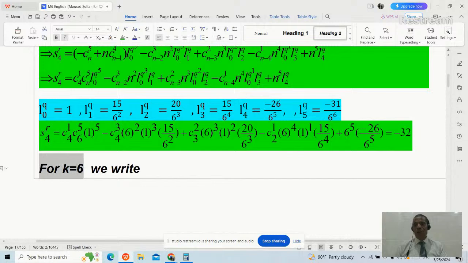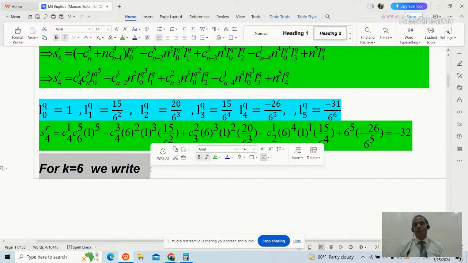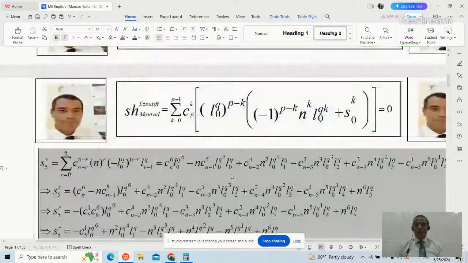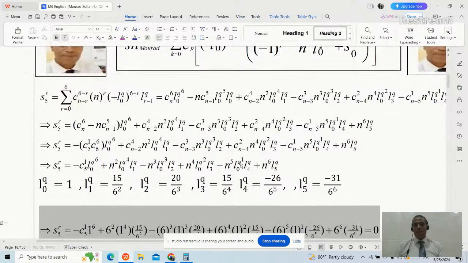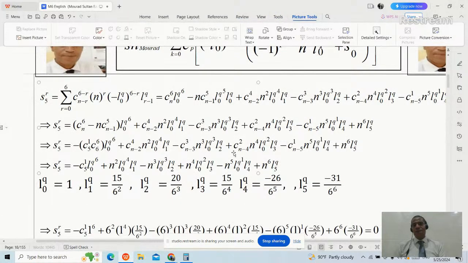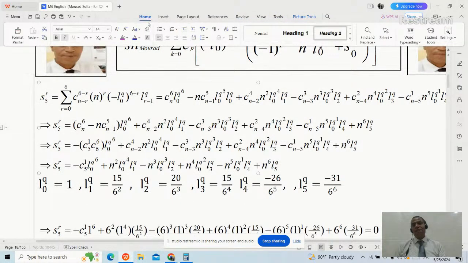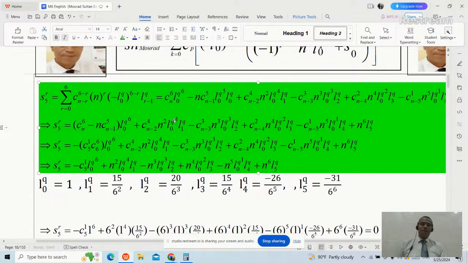Now, to find the value of S5, we should set k equal to 6. Therefore, learners, I should find the value of S5 using the formula derived from the discriminant formula of Mourad Sultan Ezouidi.